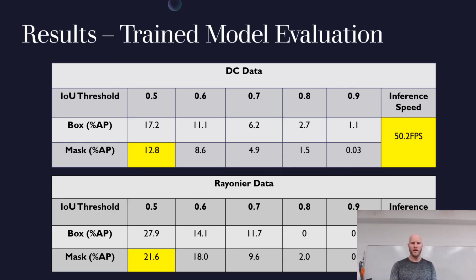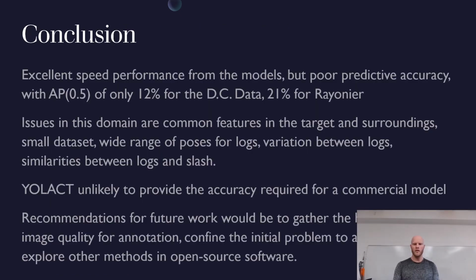So you can see highlighted in this table, the mask AP achieved for the DC data, which is the accuracy, was about 13%, but really did hit high 50 frames per second. And the mask AP for that RANAir data was 21.6%, and again, about 31 frames per second. So yeah, in conclusion, really good speed performance, but poor predictive accuracy was the main takeaway. However, achieving better performance was correlated with higher resolution data.